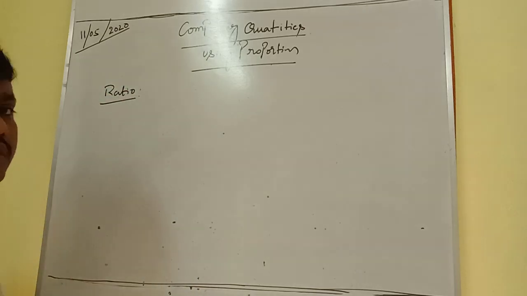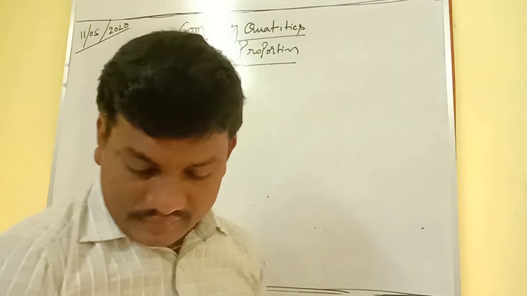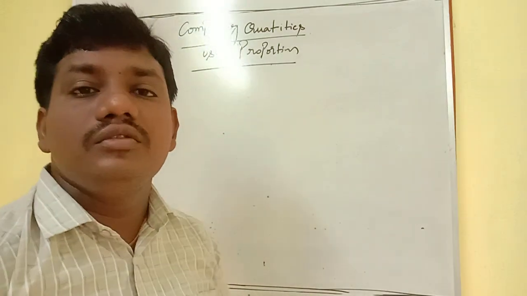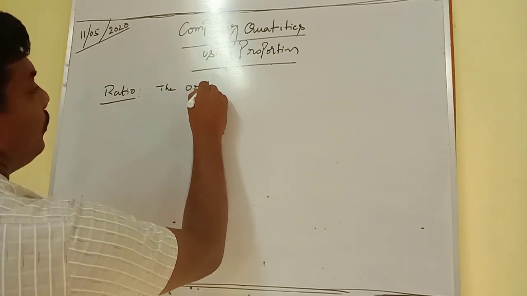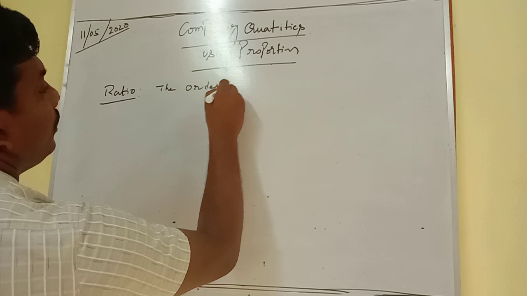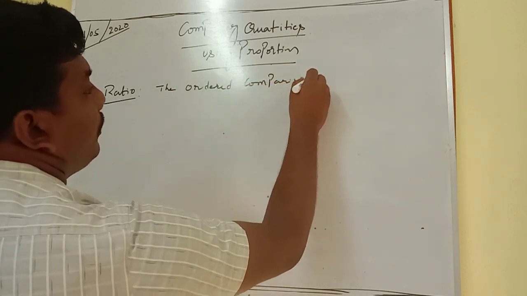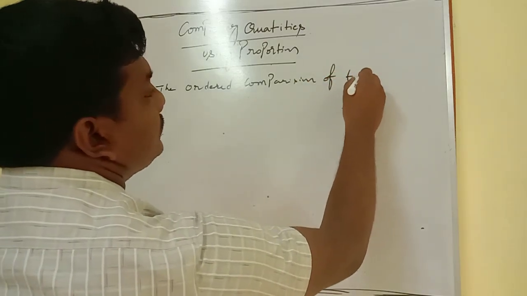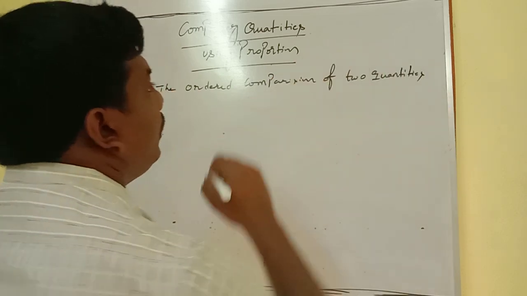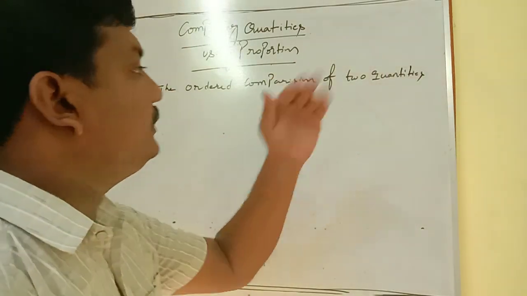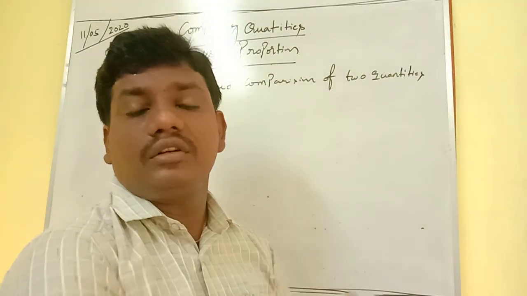Ratio is nothing but the ordered comparison of two quantities. Ordered comparison of two quantities is nothing but a ratio. So what is an ordered comparison of two quantities?